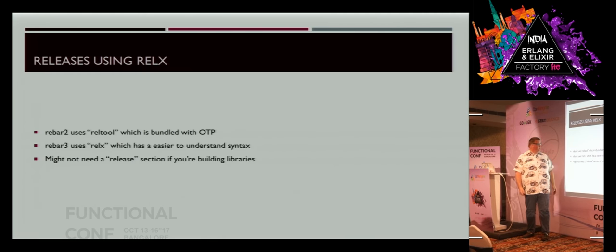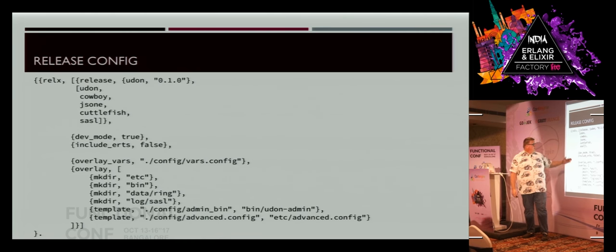But the really basic way to handle this is pretty straightforward. I stole this out of a project that I started, that I actually presented in my workshop yesterday. So Udon is a Riak Core example application. And here's the relx configuration for that. You can see up here at the top, there's this keyword release, and then the name of the app, and then a version. And then I have the dependencies that come with it. And here, this dev mode thing is really interesting. What that means is that I don't want to create a tarball. I want you to lay out the apps.